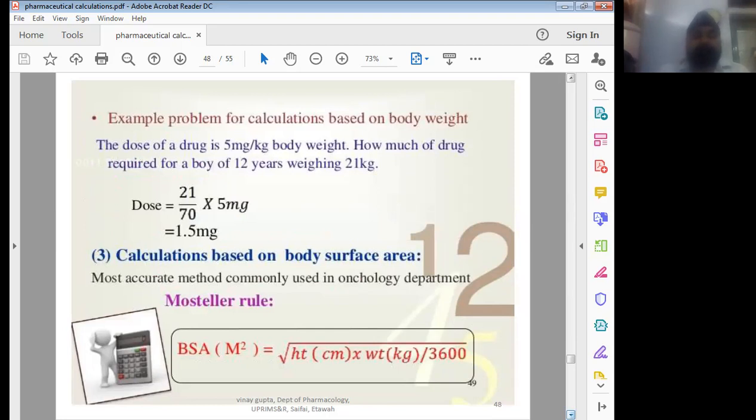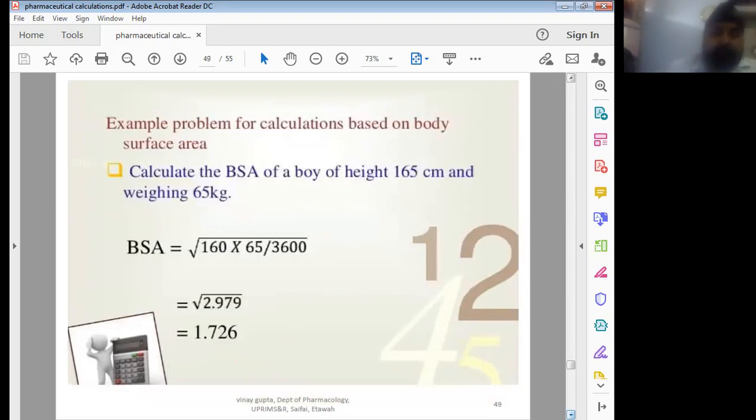Then this surface area is basically calculated with a simple formula, that is height, which is given in centimeters, multiplied with weight, which is given in kg, whole divided by 3600. Then the square root of this value will give us the surface area in meter square.